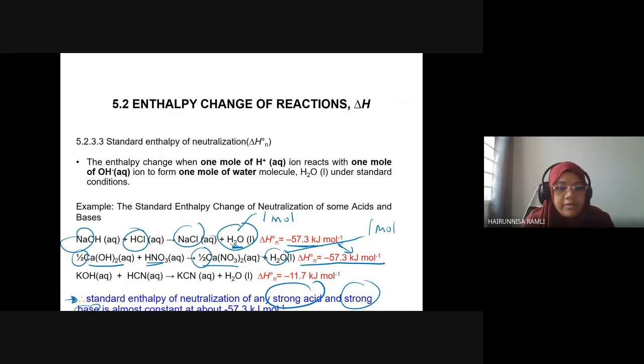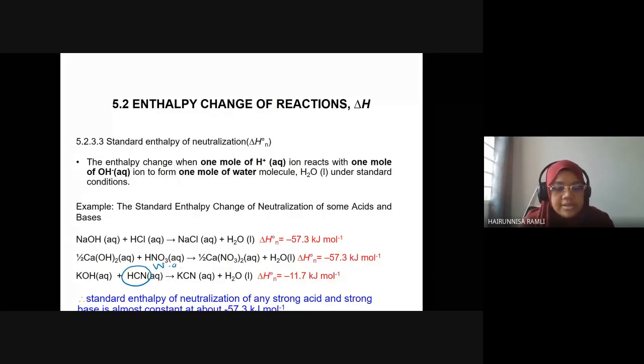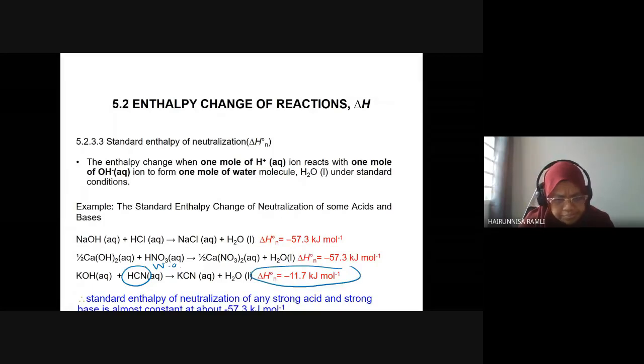However, if you look at equation number 3, potassium hydroxide and HCN. Again, you haven't learned this yet, you will learn the details in chapter 3, semester 2. HCN is actually a weak acid. It's not a strong acid. So when we go for a weak acid, its value will change. Let me explain a little. You will learn acids and bases in chapter 3, next semester.